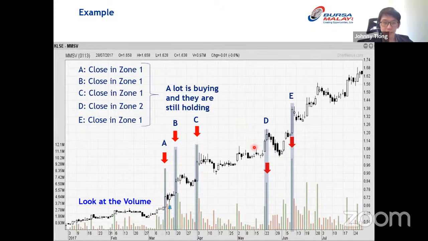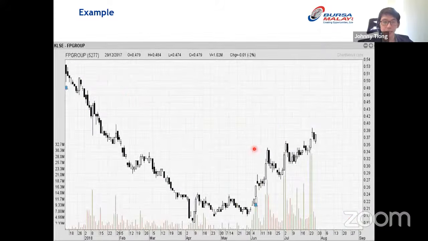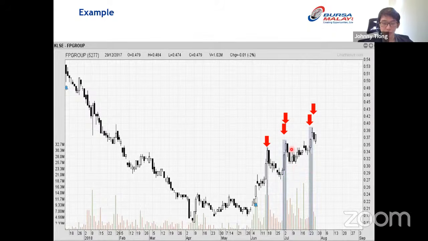Then we move to the second example. This is FP group, also one of the technology counters in Malaysia. I just take the highest 5 volumes, 1, 2, 3, 4, 5. So we look at the volume and also the price. Again, I label them as A, B, C, D, E.